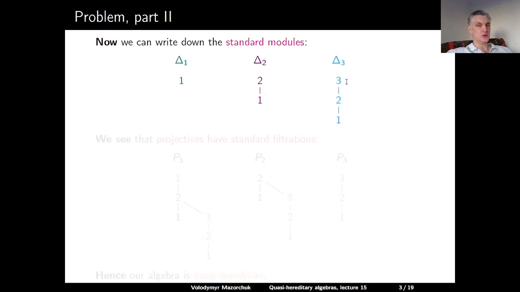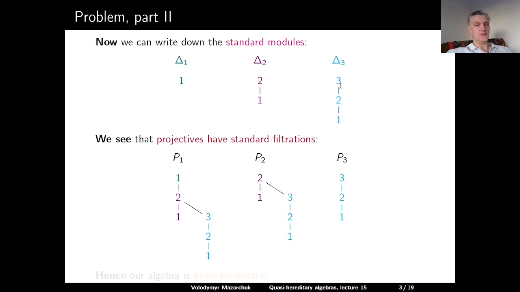So we have three standard modules, and clearly they have trivial endomorphism algebras, because L_i in each delta i appears only once. And we can now readily see the standard filtrations of projective modules. So P3 is projective. P2 contains a copy of P3. If we factor out this copy, we will get delta 2. And P1 contains a copy of P2, which already has a delta filtration, and the quotient of P1 by P2 is delta 1. So we immediately see that our algebra A is quasi-hereditary.